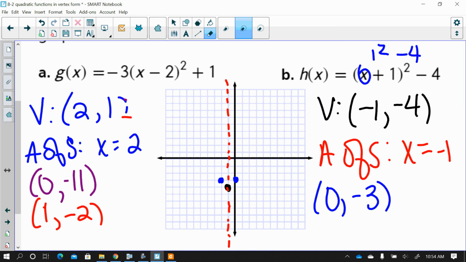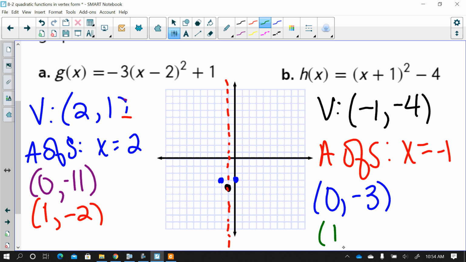Let's pick a different number. I can't use -1 because that's my axis of symmetry, so let's use the point +1. So 1 plus 1 is 2. 2 squared is 4. 4 minus 4 is 0. So I also get the point 1, 0. Notice this time I'm 2 away, so I'm going to go 2 away on the other side. Finally, connect the dots.